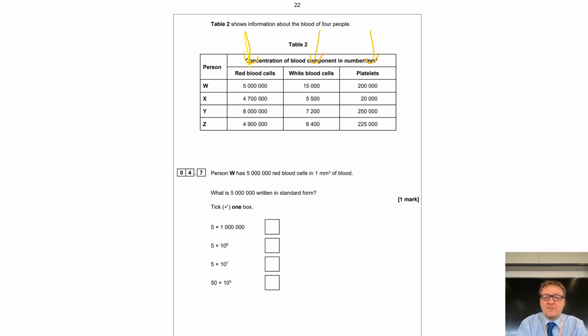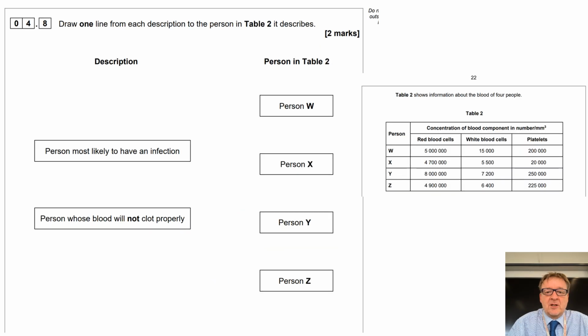What is 5 million in standard form? Is that the right number of zeros? Right, so I'm going to start here. There's my decimal point, and we're going to go 1, 2, 3, 4, 5, 6. So it's 5 times 10 to the 6. Tick.